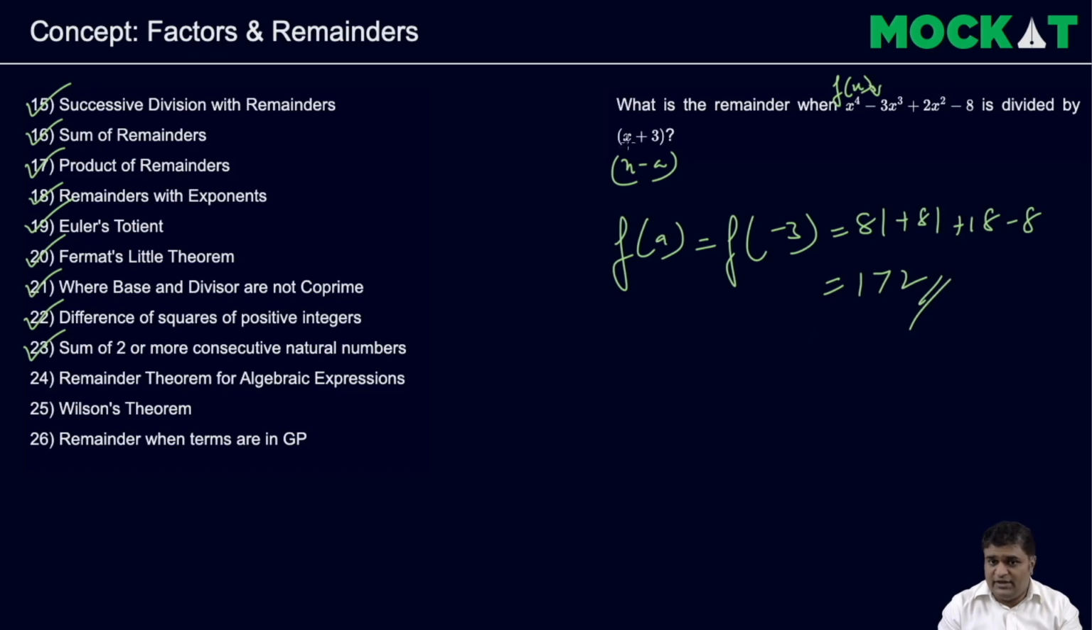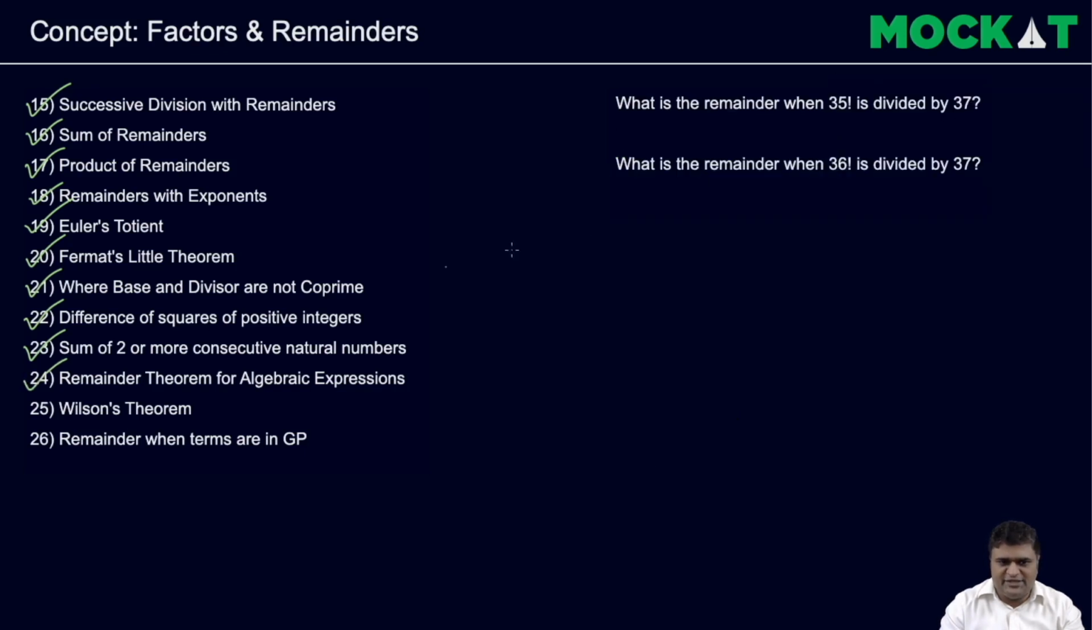Now we need to note that for certain x values, this polynomial is going to be perfectly divisible by x plus 3, and the x values are going to be such that 172 will have to be perfectly divisible by x plus 3. For instance, this is going to be perfectly divisible by 4. So if x is 1, then this polynomial will perfectly be divisible by x plus 3. Or even if x is going to be 169, 169 plus 3 is 172, it will be perfectly divisible. Next up is Wilson's theorem.